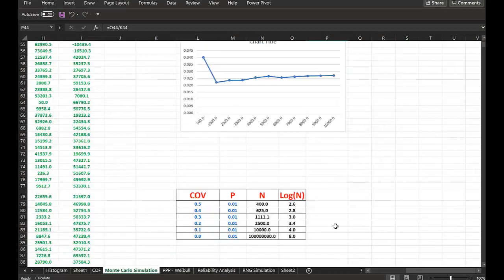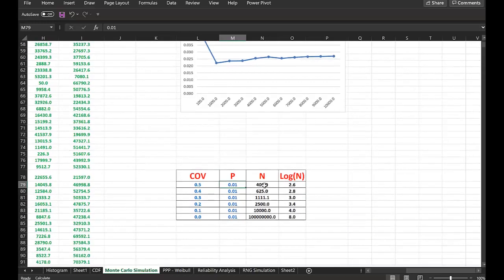So we can consider different coefficients of variation: 0.5, 0.4, 0.3, 0.2 and 0. Let's consider a probability of 0.01 in each case. So we can calculate the sample size n, which is equal to 1 divided by the coefficient of variation whole squared, times p.